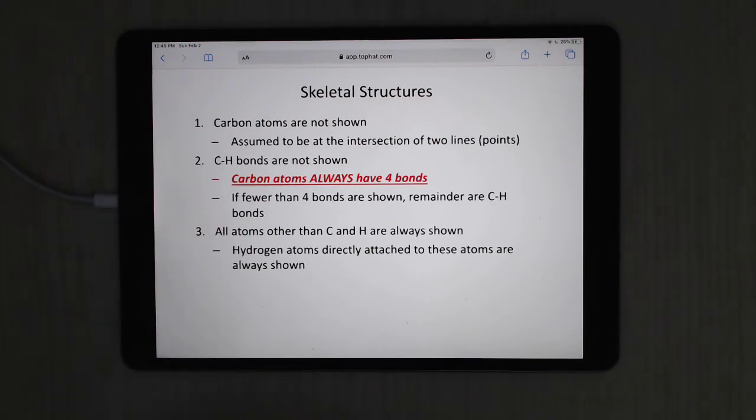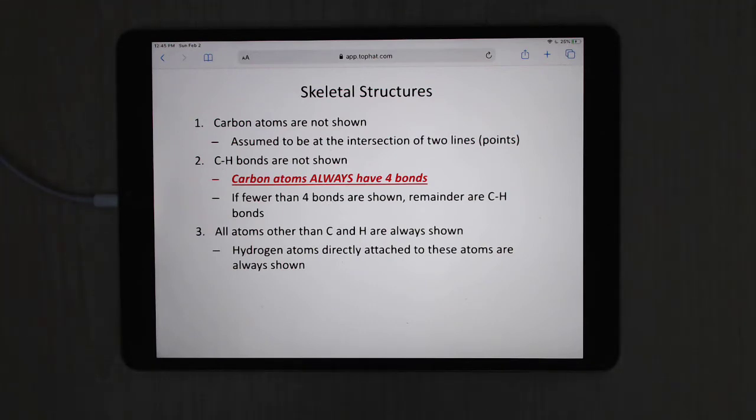Okay. Now for skeletal structures, as the name implies, we're just looking at the inner core, the skeleton, of the molecule itself. Okay, and the way we're going to get away with this is we're actually not going to show any carbon atoms. We're going to assume that if there's an intersection of two lines, or if it's a line that goes out and does not end in a letter, it just kind of ends, there's a carbon actually at that end as well.